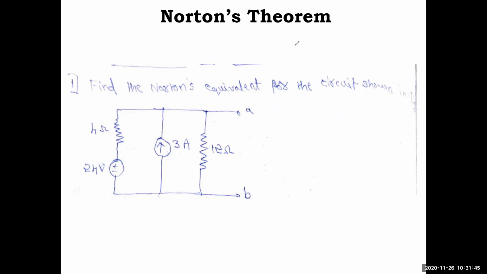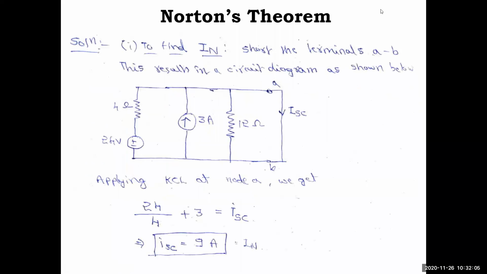So what do we have to do now? What is the procedure as per the theorem? To find the current of the current source, first you have to find IN. For that, you have to short these terminals AB and find the ISC current in that. So we'll do that part. That is the first step.